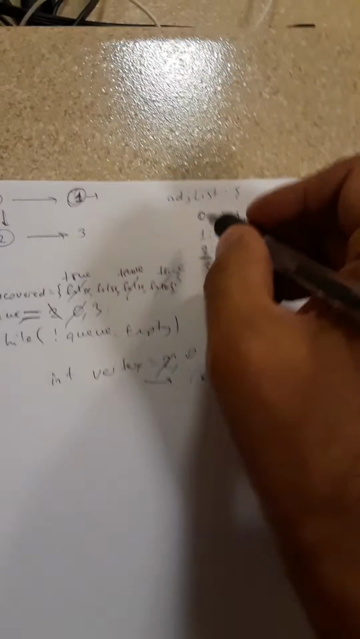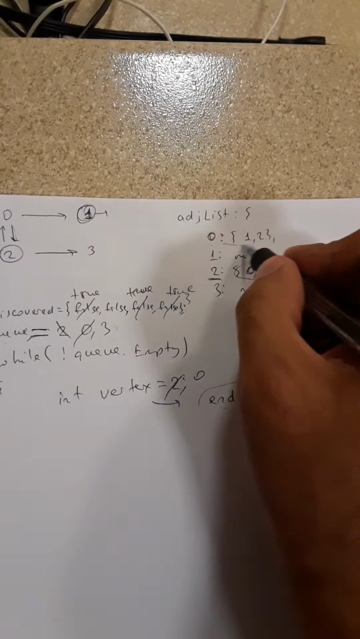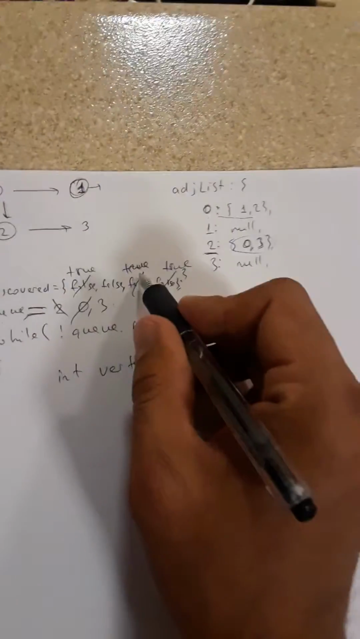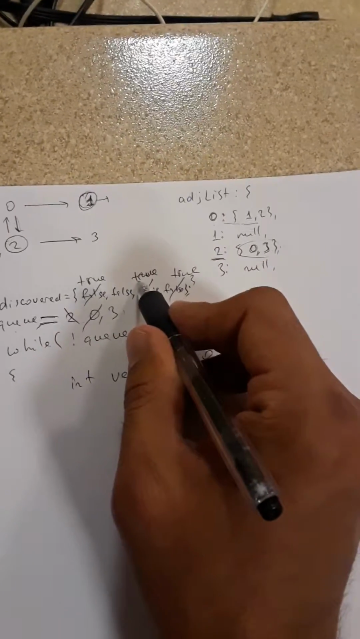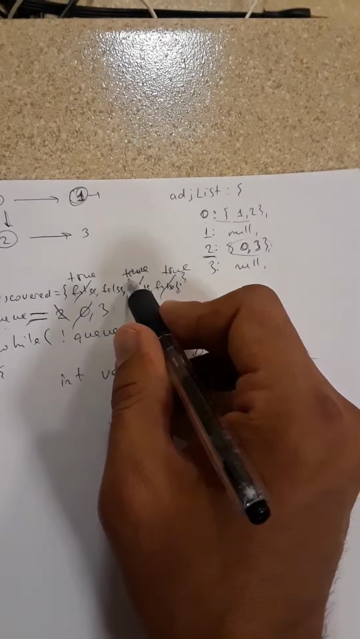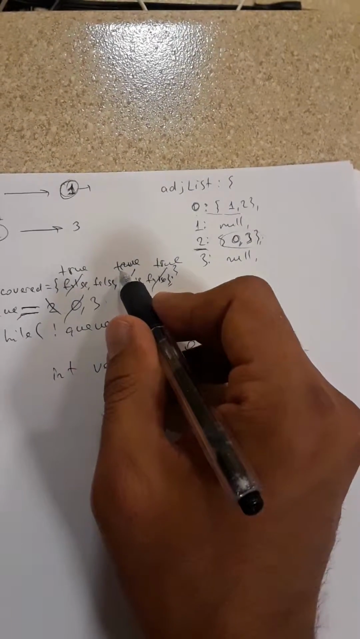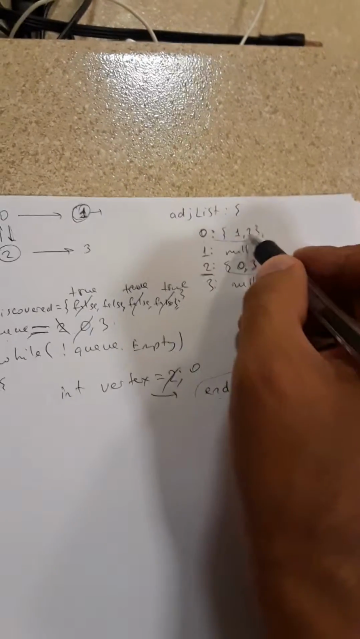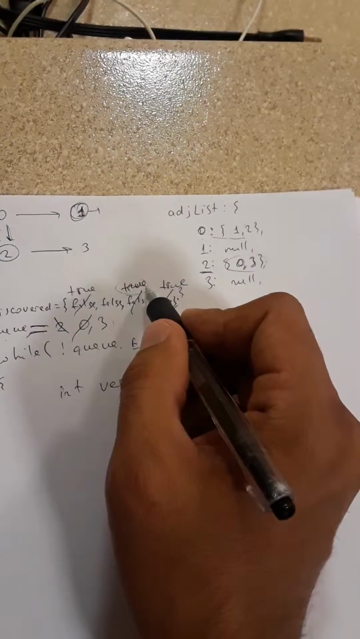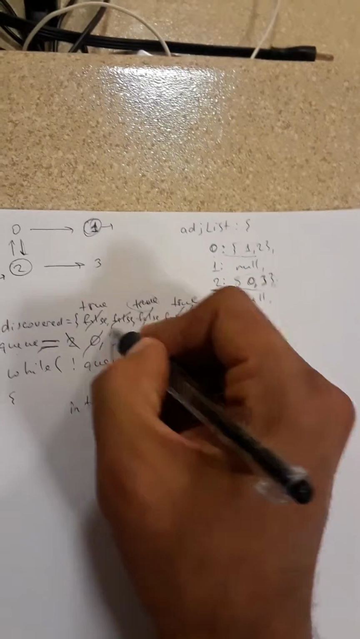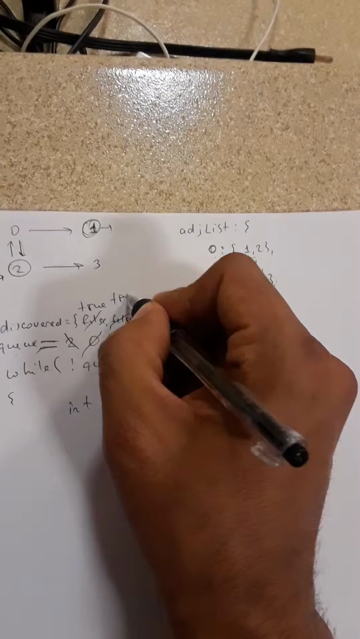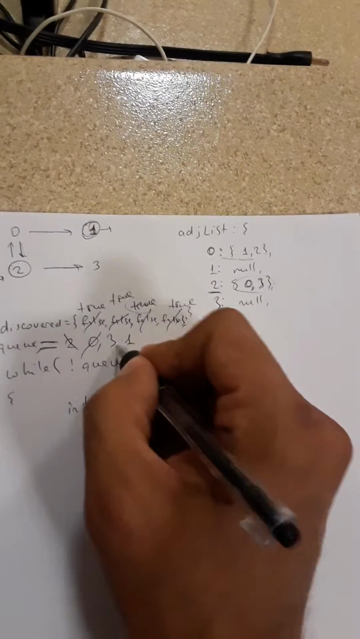Also, we will see that 0 has other connections, like 1 and 2. At this point, we'll check which connections we have not considered yet. True, 2 is already considered. It has a true value. We have not considered 1. That's why we're just turning it to true and also pushing this 1 to our queue.